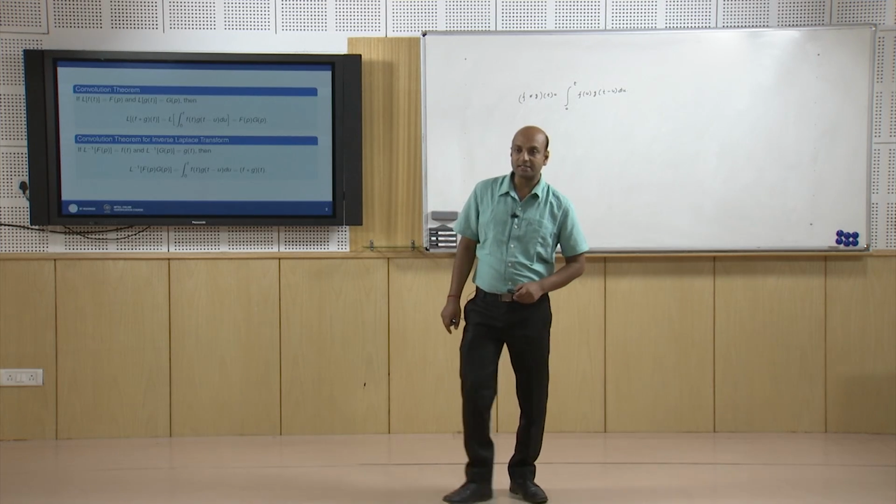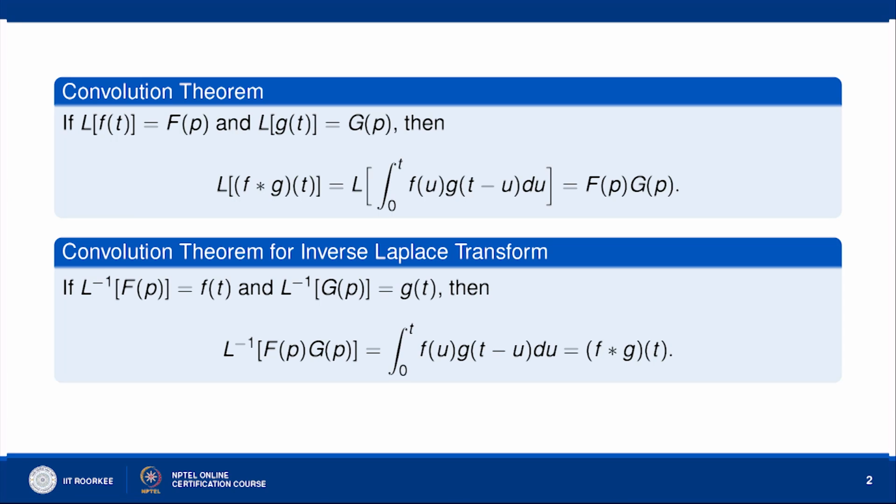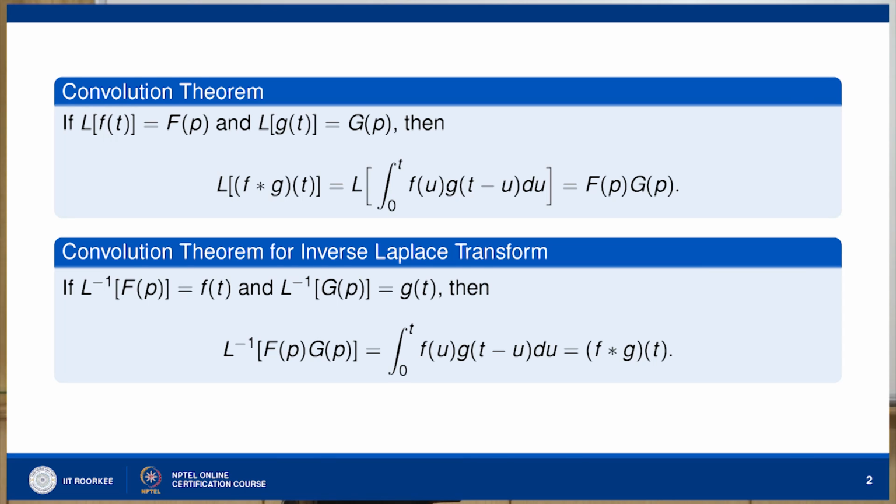Now what does this theorem state? It states that if the Laplace transform of f(t) is F(p) and the Laplace transform of g(t) is G(p), then the Laplace transform of the convolution of f and g, which is the Laplace transform of the integral from 0 to t of f(u) g(t minus u) du, is F(p) into G(p). That is what the convolution theorem states. Now, what is the proof of this theorem? Let us see the proof.